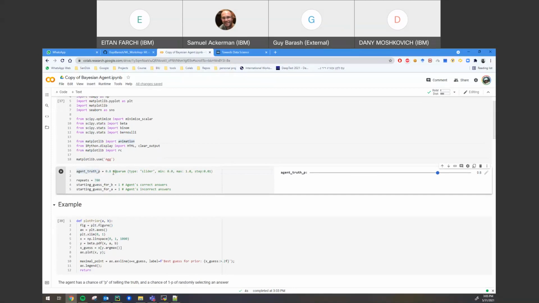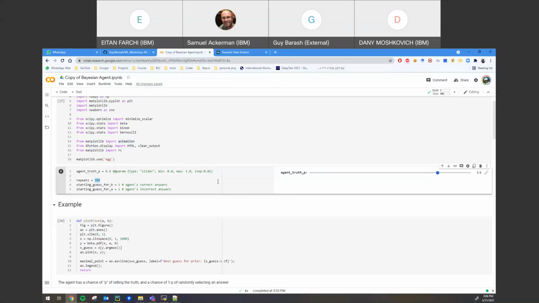This is the first thing that's important. The agent's truth P, which means what is the probability that the agent is speaking the truth. In case he's speaking the truth, he will say the right answer. In each step, the agent is given information, and it can either give you the truthful answer or not truthful answer. There's an 80% chance in this case that he will give you the truthful answer, and in the remaining 20%, it's a coin flip, 50-50. Either he will give the right answer or he will not. We are going to repeat this experiment 700 times.